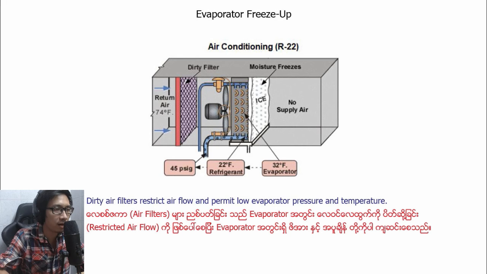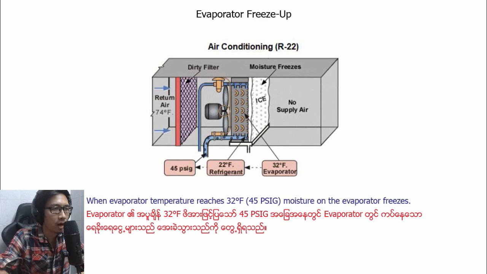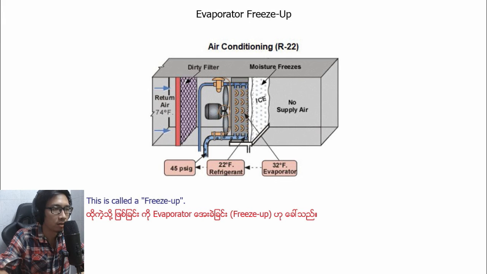Dirty air filters restrict airflow and permit low evaporator pressure and temperature. When evaporator temperature reaches 32 degrees Fahrenheit or 45 psig, moisture on the evaporator freezes. This is called a freeze-up.